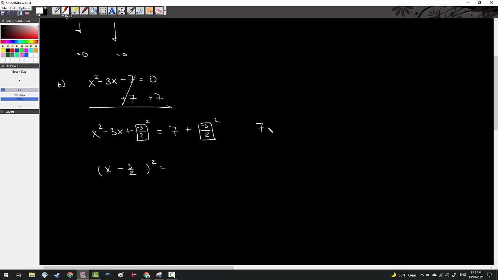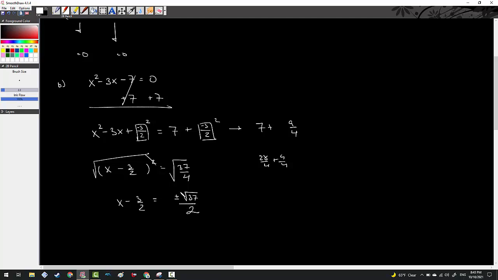This guy is going to be a little bit harder here. It's going to be 7 plus 9 over 4. I'll just do him on the side here. I'm going to need a common denominator. It's going to be 28 over 4 plus 9 over 4. So I'm looking at 37 over 4. When I take the square root on either side, I'm going to get x minus 3 halves is equal to plus or minus the square root of 37 over 2.